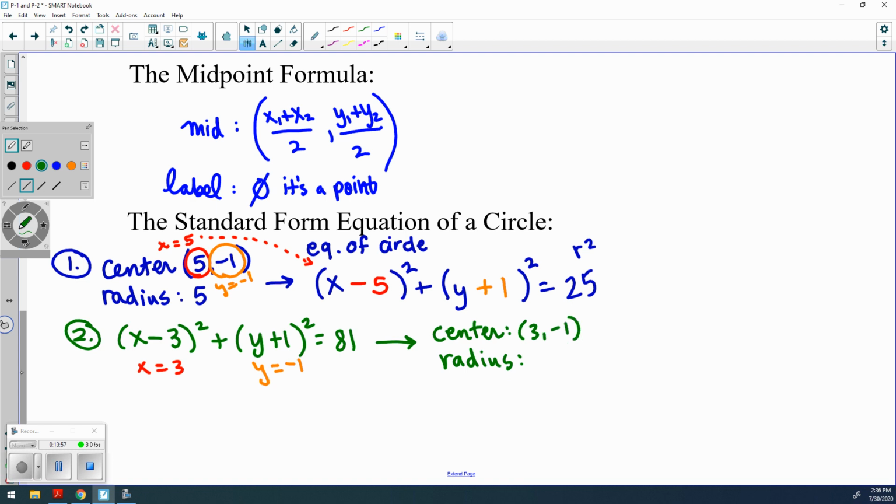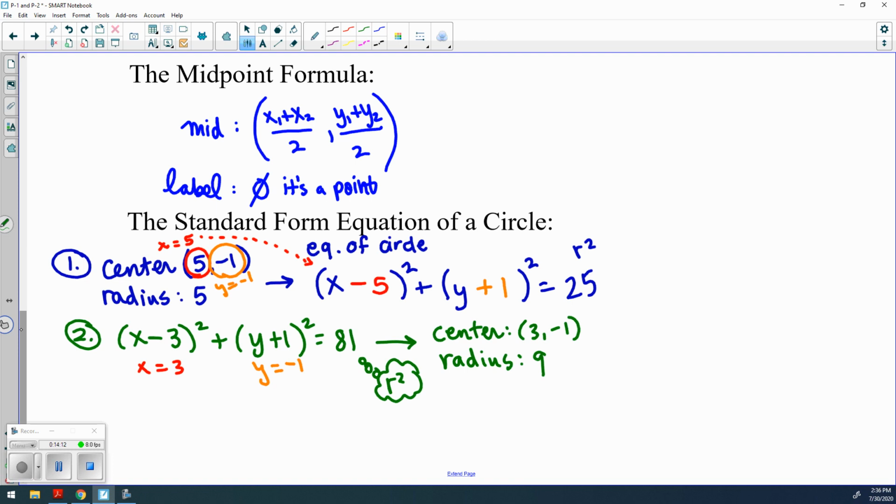And then my radius, remember that this is r squared. So what's the square root of 81? The square root of 81 is 9. So my radius is 9.